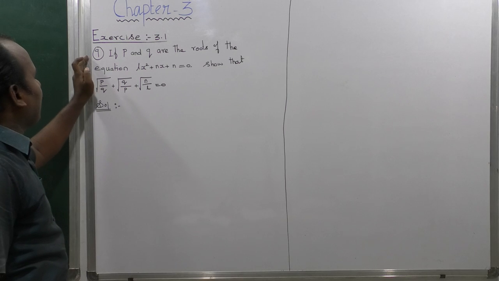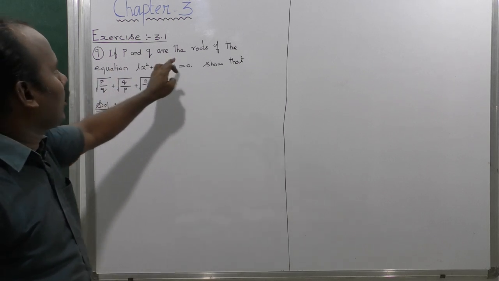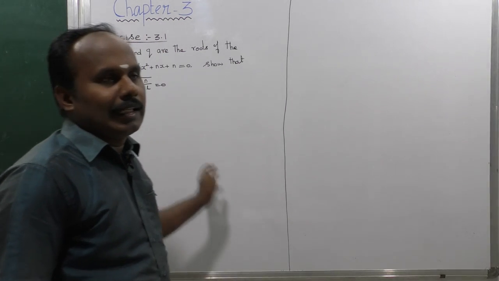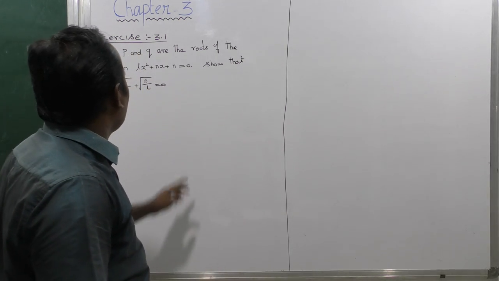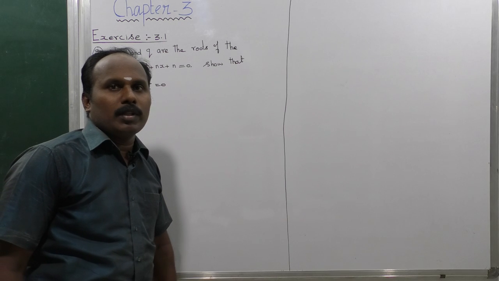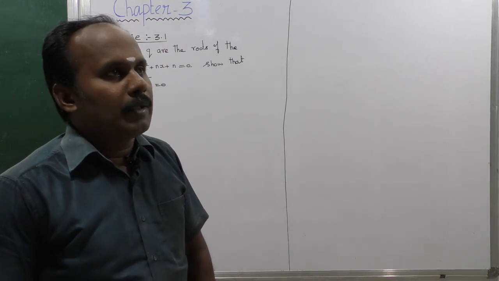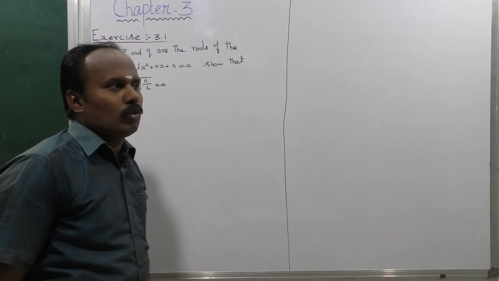Exercise 3.1, ninth sum. If p and q are the roots of the equation lx square plus nx plus n equal to 0, then show that root of p by q plus root of q by p plus root of n by l is equal to 0.